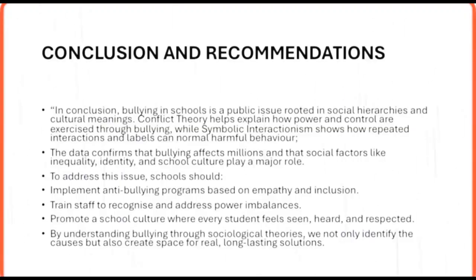And now the conclusion and my recommendation. In conclusion, bullying in school is a public issue rooted in social and cultural meaning. Conflict theory helps explain how power and control are exercised through bullying, while symbolic interactionism shows how repeated interactions and labels can normalize harmful behaviors. The data confirms that bullying affects millions and that social factors like inequality, identity, and school culture play a major role. To address this issue, schools should do the following.